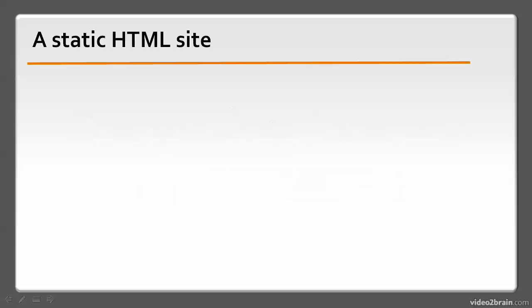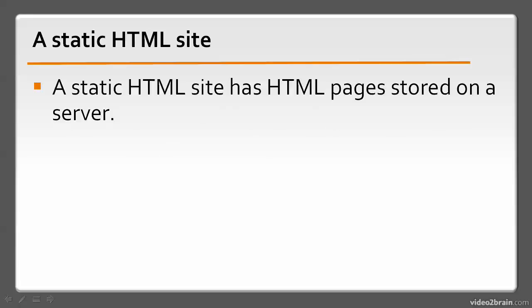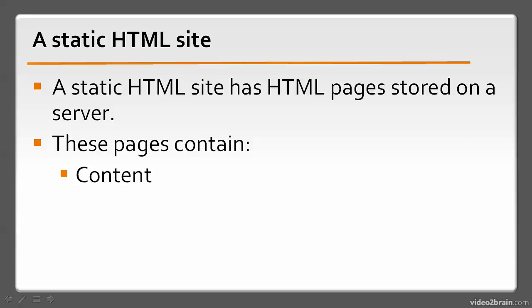A static HTML site has HTML pages stored on a server. The pages themselves contain instructions that include your actual text content, the layout or a template or some kind of design that will make definitions on how the page is displayed, and information to link to images, which allows you to display the images on your actual pages.